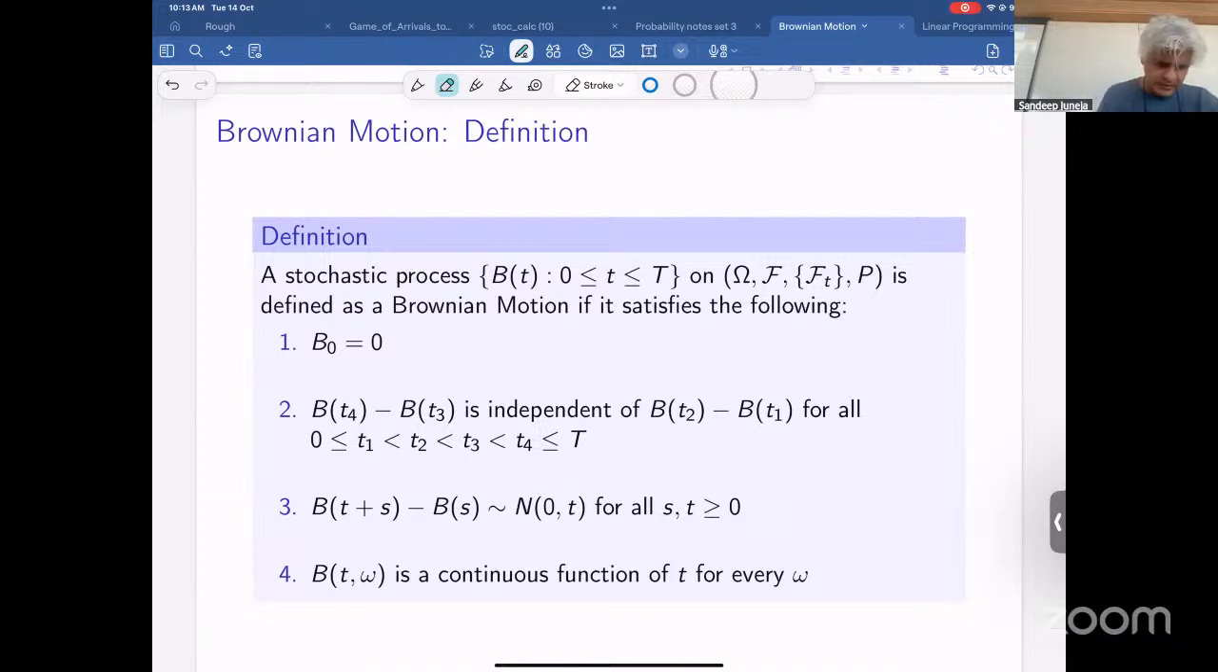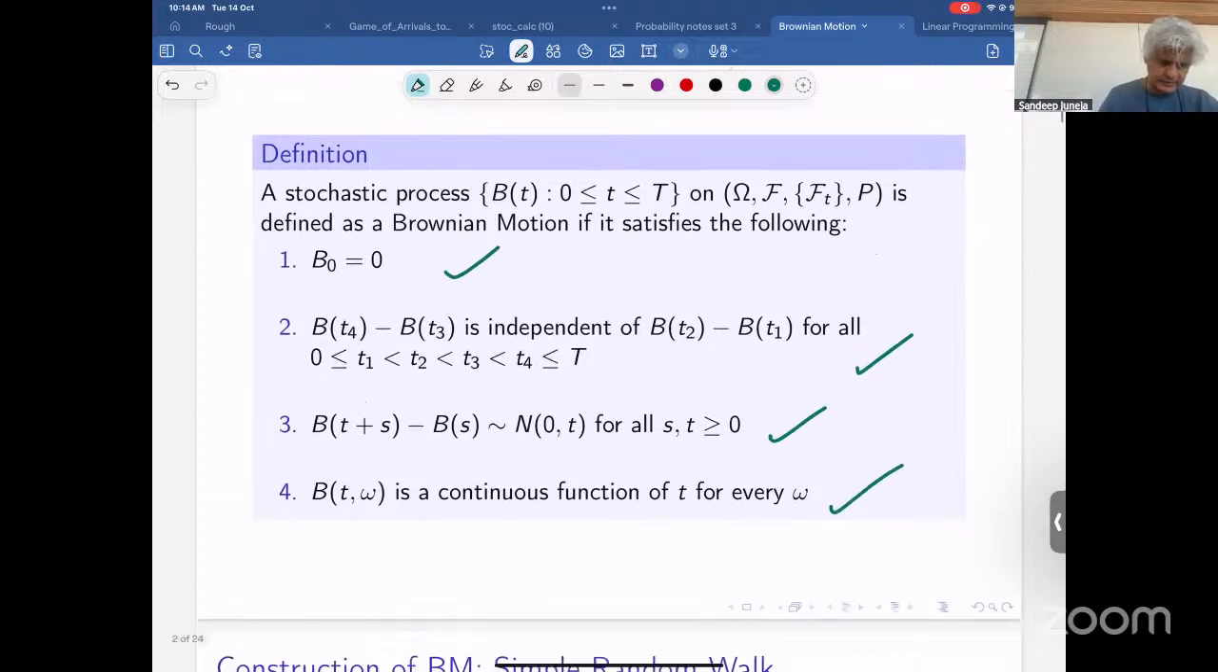Then you have your underlying probability space, always omega F, and there's a filtration F of T and probability measure P. Brownian motion, you remember, is normalized to be 0 to begin with. Increments are independent, right? BT4 minus BT3 is independent of BT2 minus BT1. And then the increments have a Gaussian distribution. And this is important, that it's a continuous function on all omega. Okay, so let's carry on.